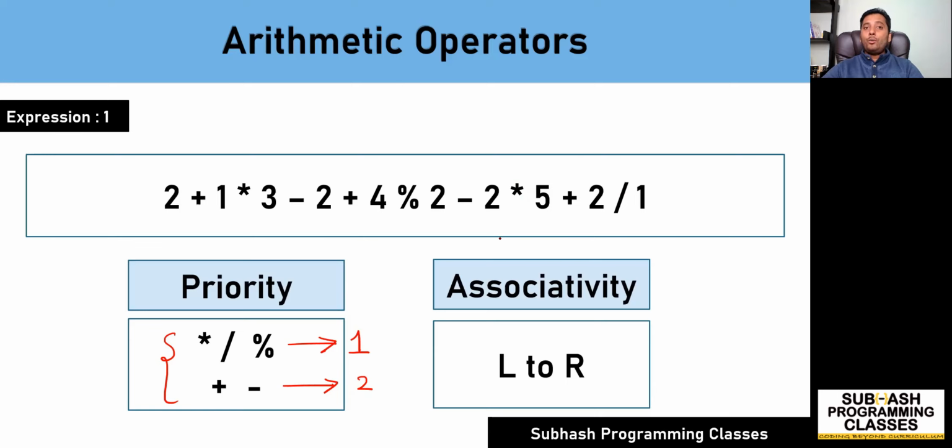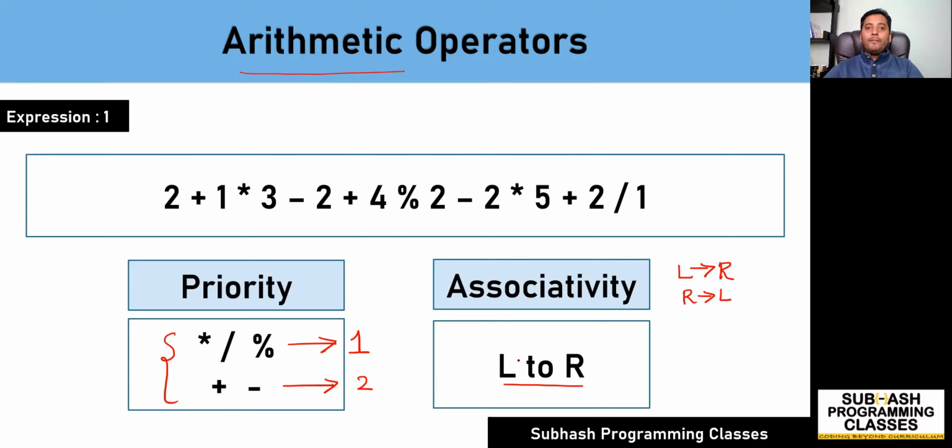So to avoid this confusion, C language provides us with something called the associativity rule, right? The associativity rule can be L to R or R to L, right? L to R stands for left to right, and R to L stands for right to left. So for all arithmetic operators, the associativity is from L to R. It means left to right.